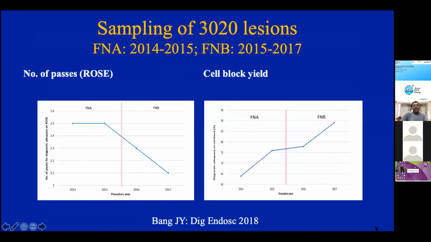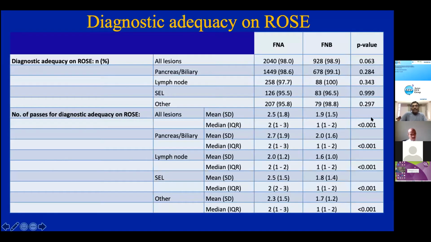Now let's look at these findings outside of the randomized trial setting. So this is our study of 3,020 patients. Up to the year 2015, we used an FNA needle, and then we used an FNB needle subsequently. You can see the number of passes for ROSE significantly decreased from 2.5 to almost 1 pass when we moved from FNA to FNB. And when you look at cell block yield as well, it used to be about 65 to 70%. And then gradually when we transitioned to FNB, now the yield is greater than 90% in almost all circumstances. And this is again a summary slide of this study.